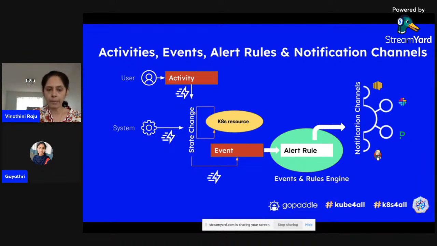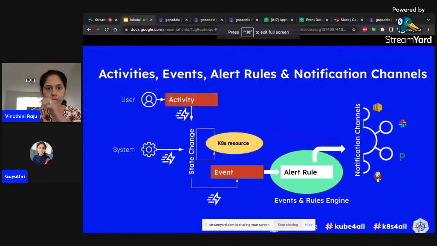Whenever an event happens, gopaddle has an event and rules engine which watches for all those events, and then you can set certain alert rules which say if this event happens, then make a change or notify these particular channels. We call them notification channels. You can send alerts or notifications to AWS SNS, Slack, or PagerDuty, or even integrate with other webhooks like Jenkins, for instance. So you can use these events for creating your CI/CD pipelines as well. Let me show you how this looks within the gopaddle dashboard.